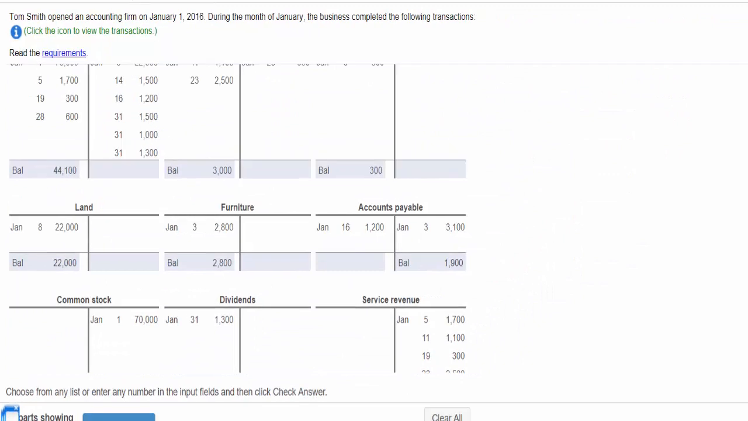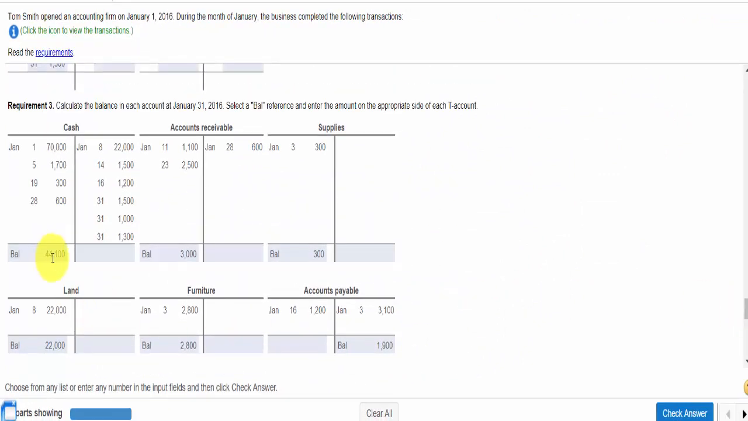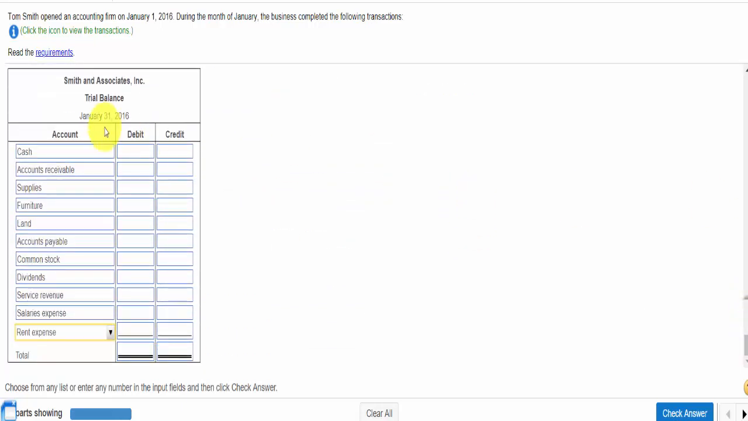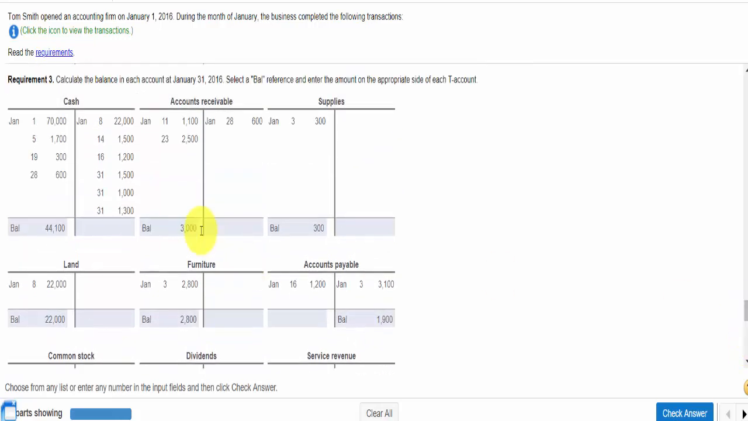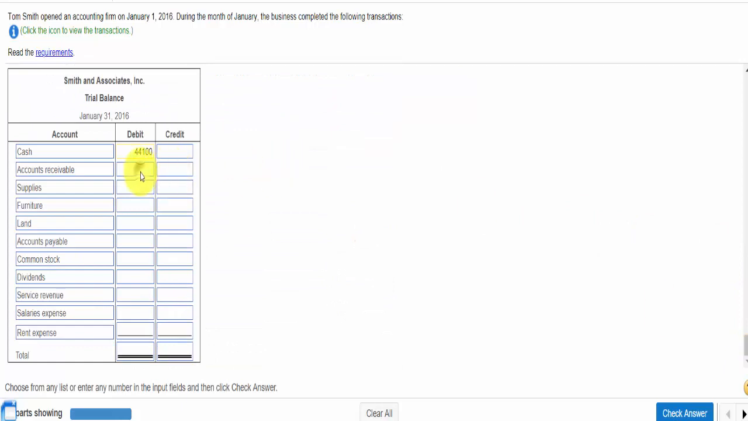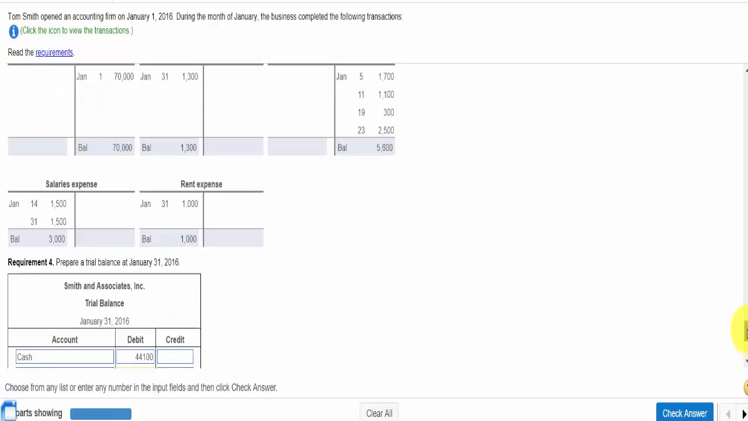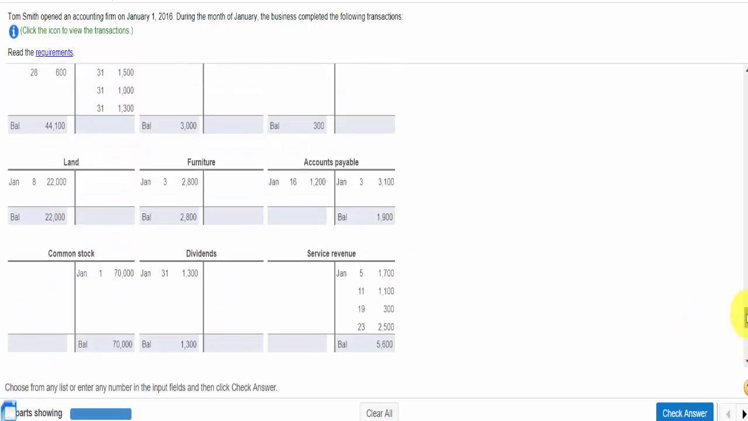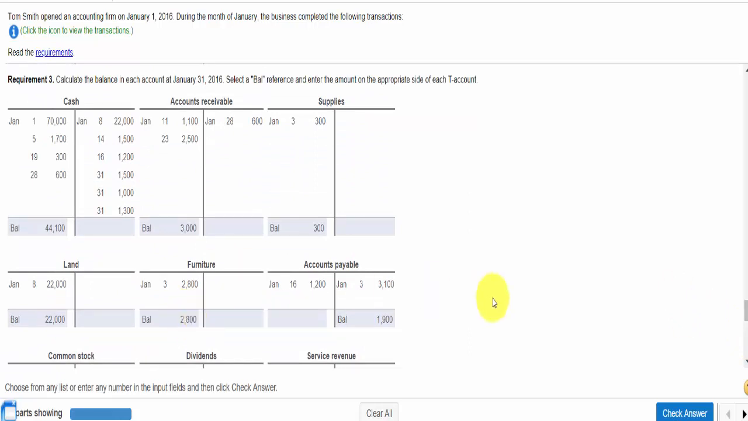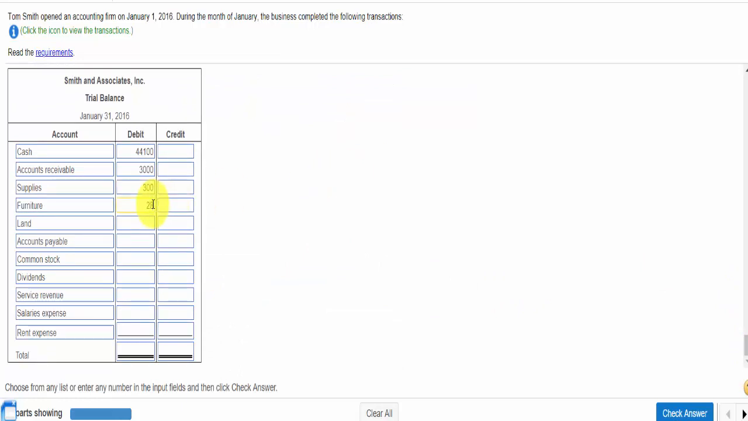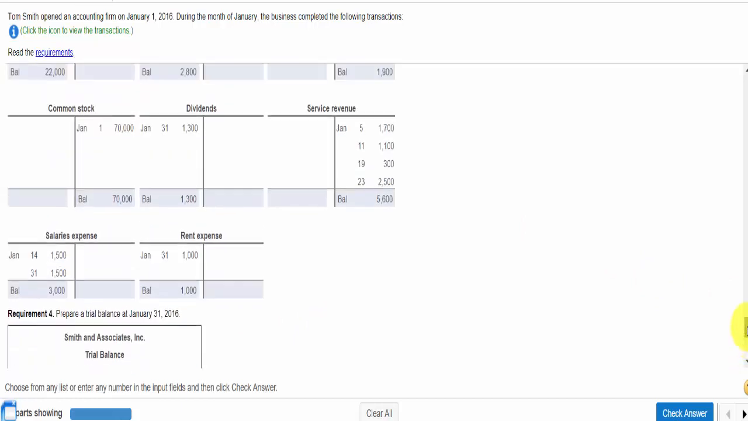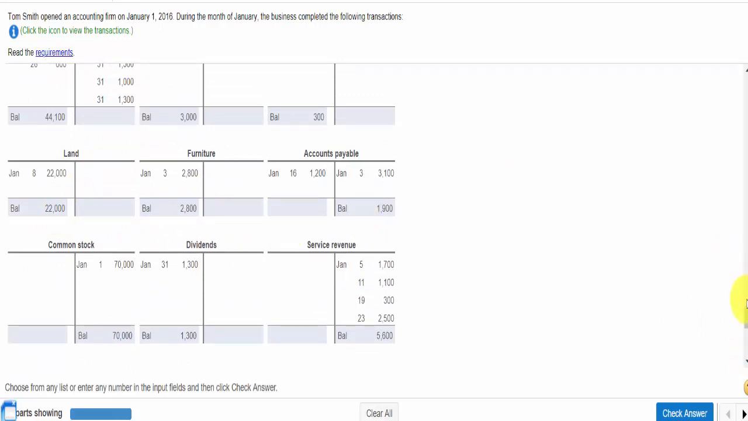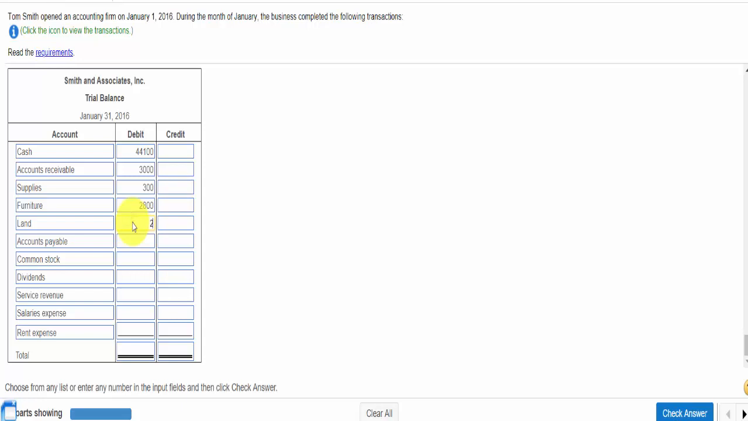For the balances, we will use cash. Cash is 44,100, so we will write 44,100 here. Second is accounts receivable. The accounts receivable balance is 3,000. We put 3,000 in the trial balance. Then we see the supplies. Supplies is 300. Furniture is 2,800. There is land, and the amount is 22,000 as a balance. So we put the 22,000 in the trial balance. Now all our asset balances are shifted to the trial balance.